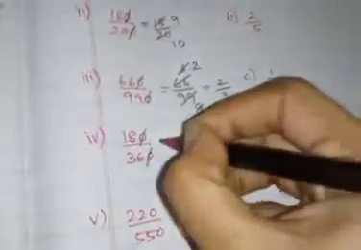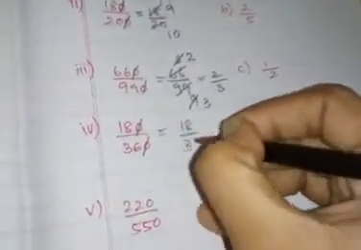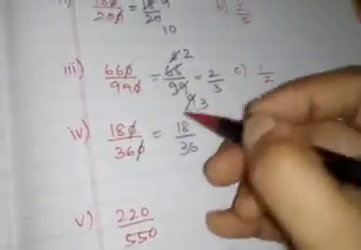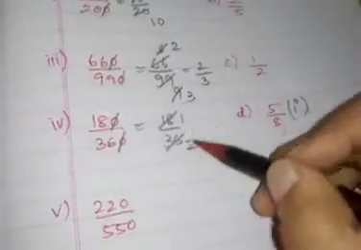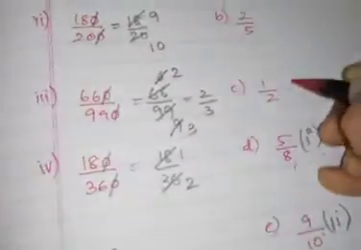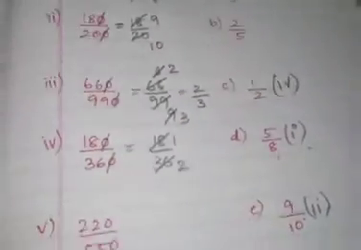Next, 190 by 360, 0 0 cancel. So 18 by 36 you will get. 18 ones are 18, 18 twos are 36. So 1 by 2, where are you getting it, children? C. So here is the fourth subdivision.